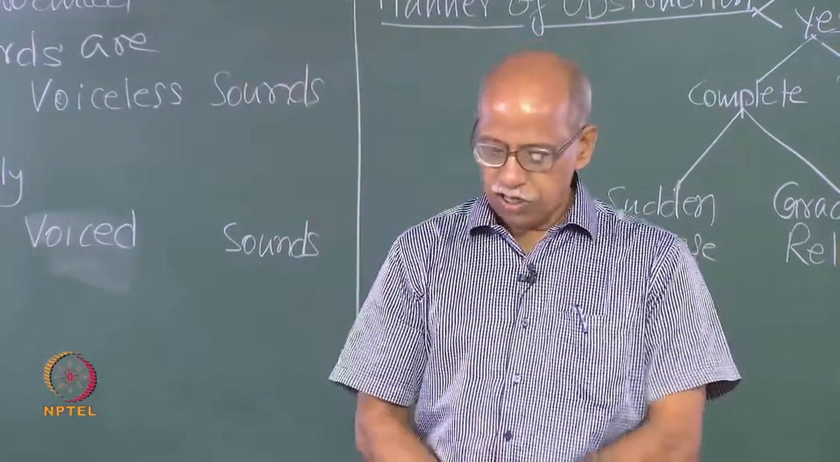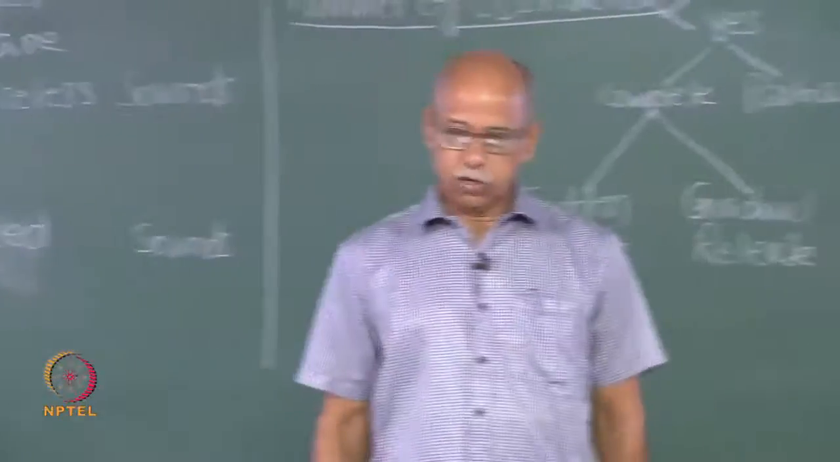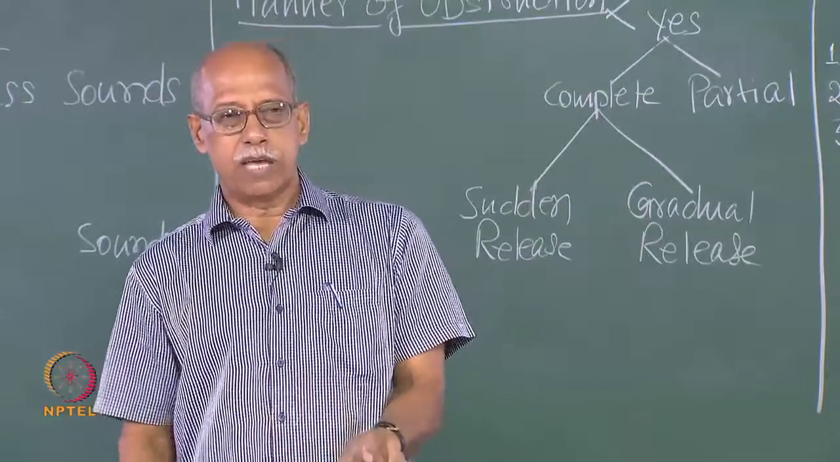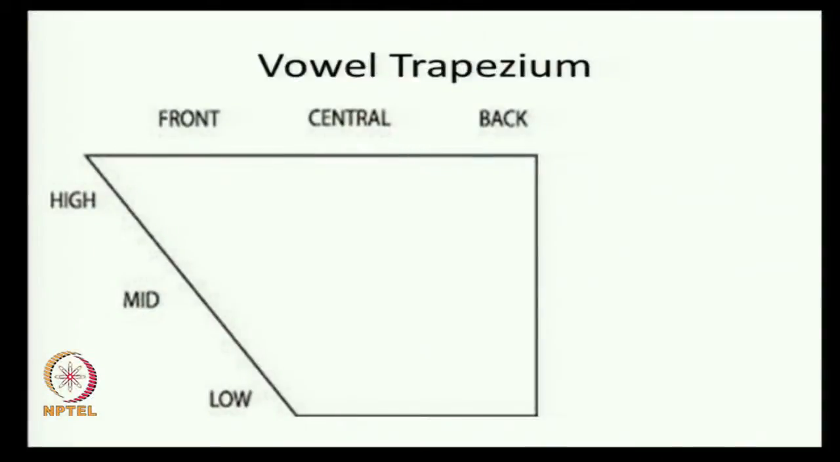Sure? Okay. Now, what are the parameters in the vowel trapezium? What are the kinds of things we look at? Vowel trapezium can have these parameters. Number one, please look at the diagram. You are either at the front of it or at the back of it. Either it is high or it is low.